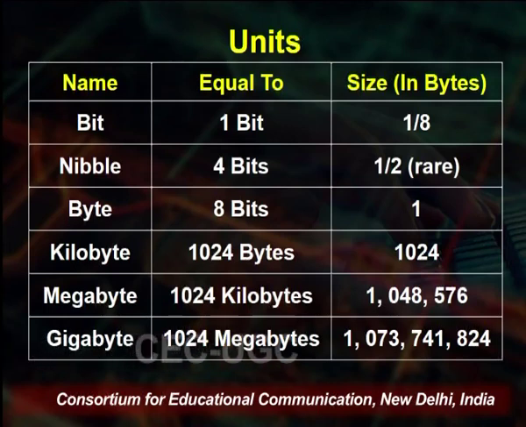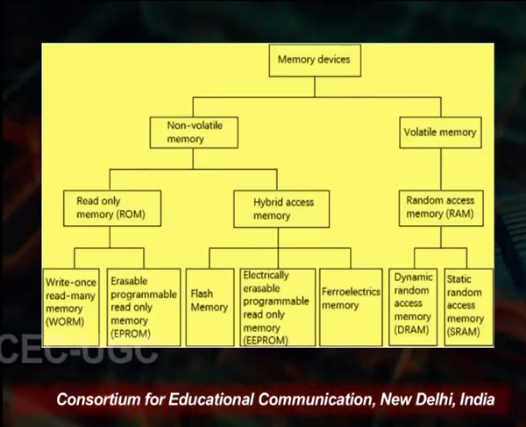So we define the units of the memory devices. Now memory devices are of two types. We define the classification of the memory device. First we see the chart of these memory devices. You see on the screen that there are different types of memory devices. First we have the memory devices, and it is classified into two parts: the non-volatile memory and the volatile memory. On the basis of that, devices are developed.